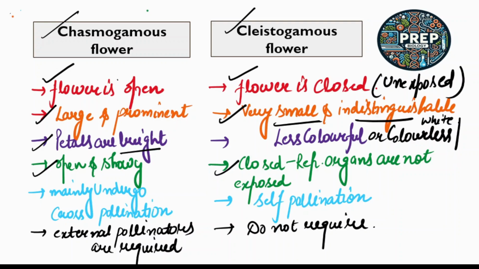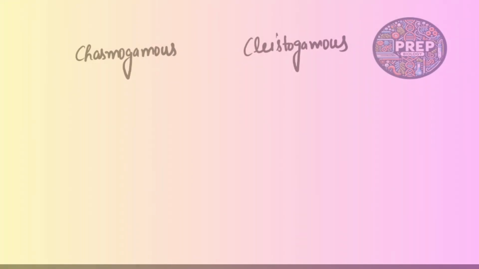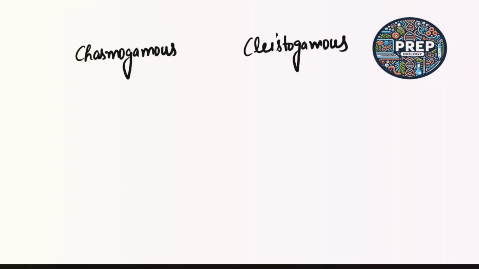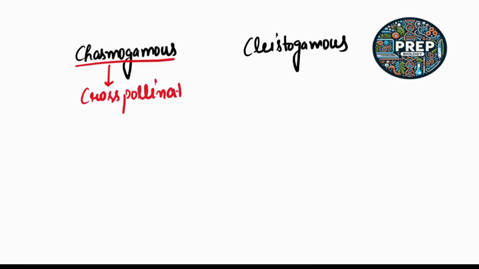The next difference is that the chasmogamous flower mainly undergoes cross pollination. This point is very important. The chasmogamous flower undergoes cross pollination and the clistogamous flower undergoes self pollination. In case of the chasmogamous flower, mostly cross pollination occurs and in clistogamous flower mostly self pollination occurs.